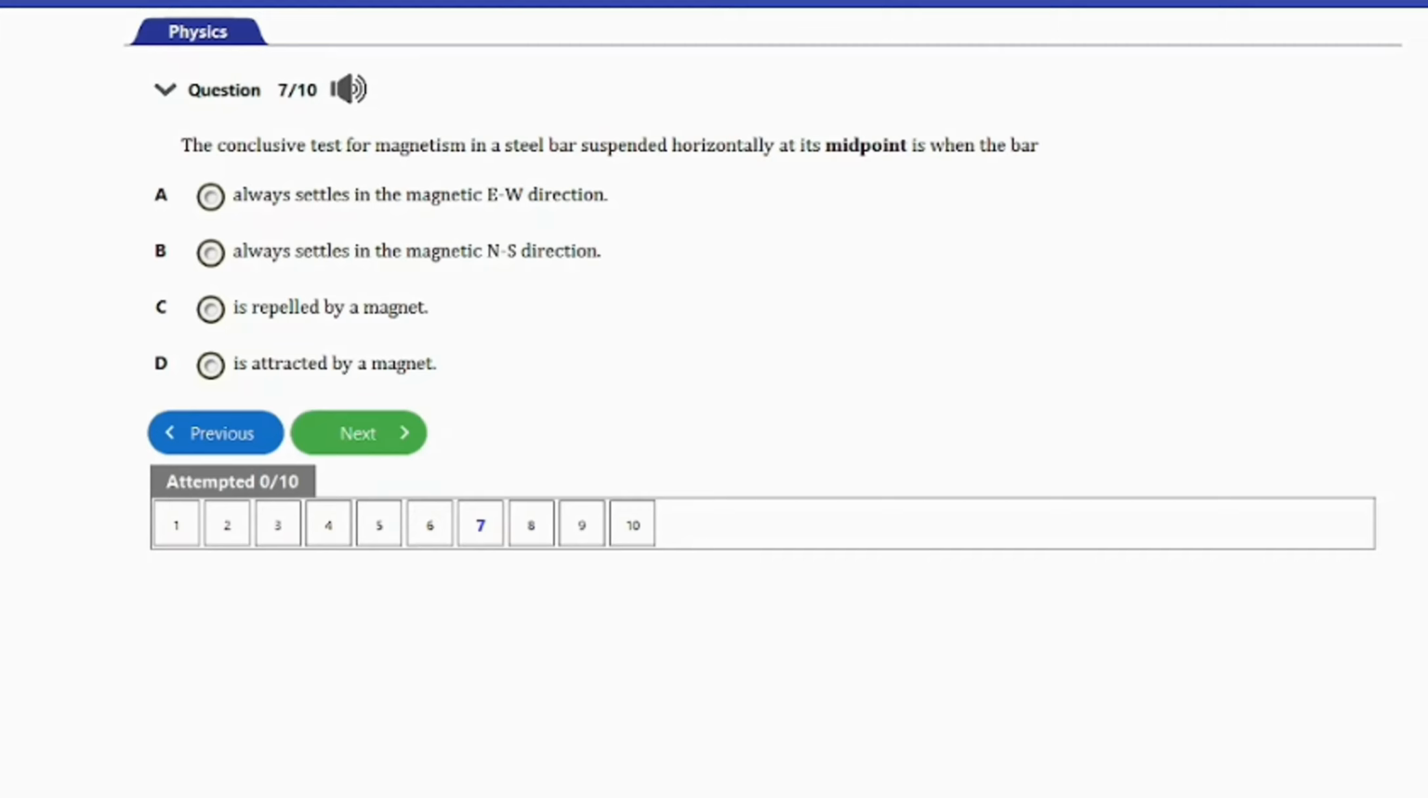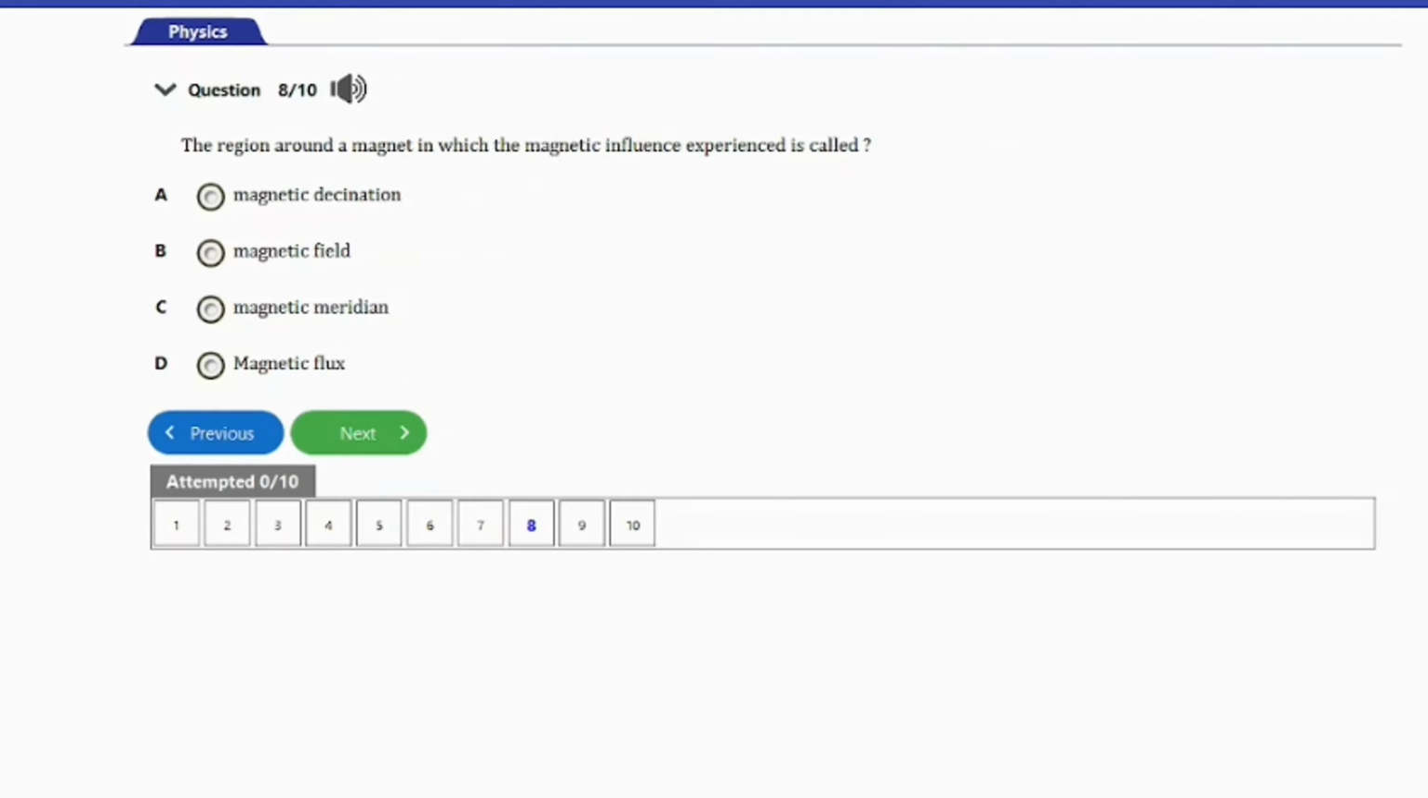So the conclusive test for magnetism in a steel bar suspended horizontally at its midpoint is when the bar always settles in the magnetic north-south direction. So that's it for this question. Let's go ahead and consider the next question, guys. So that's question number 8 here.